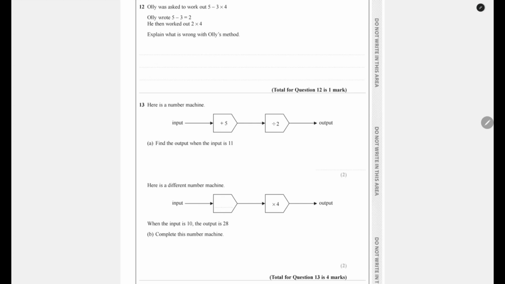Well, we know that to tackle these sort of questions, we always follow BIDMAS, which is brackets, any indices, division, multiplication, addition, and subtraction. So Ollie should have multiplied 3 times 4 first. So it should be 3 times 4, which is equal to 12, and then 5 minus 12, which is equal to minus 7.